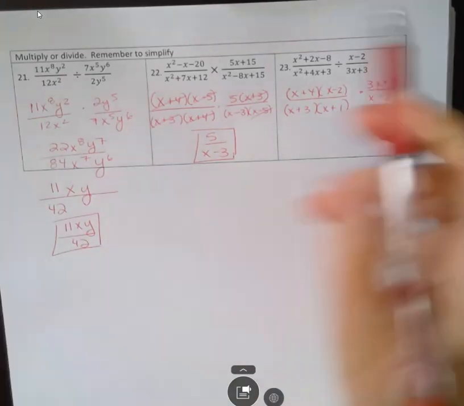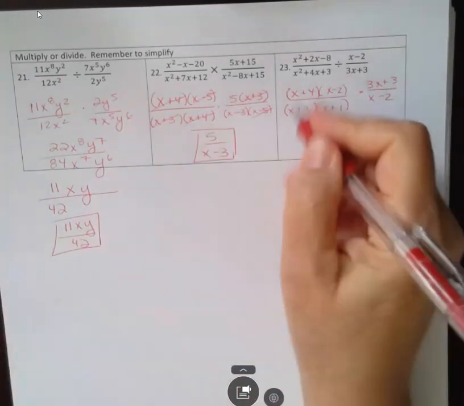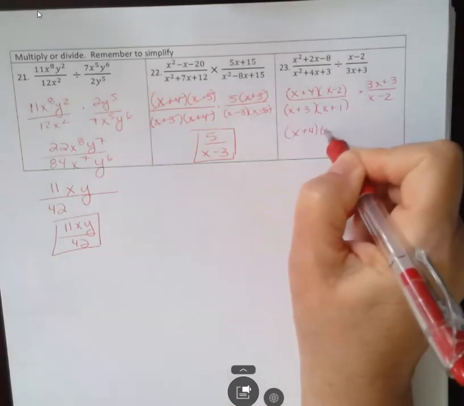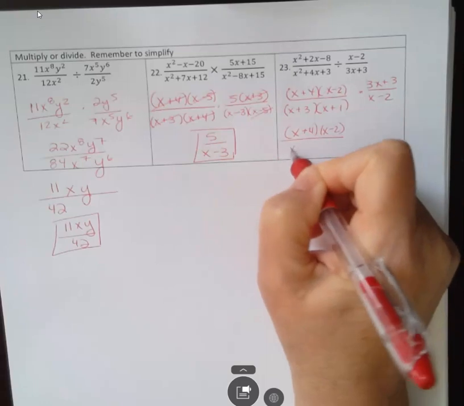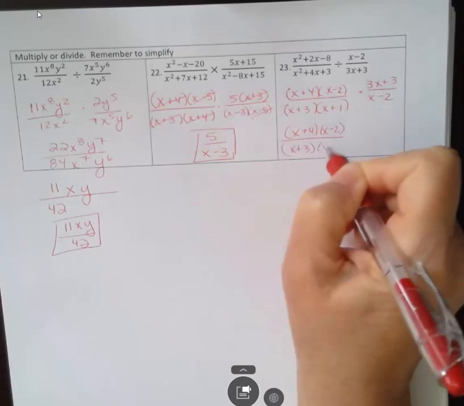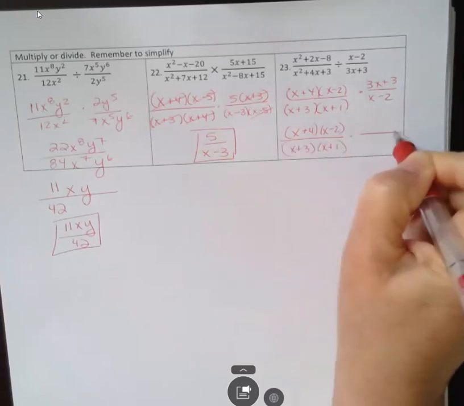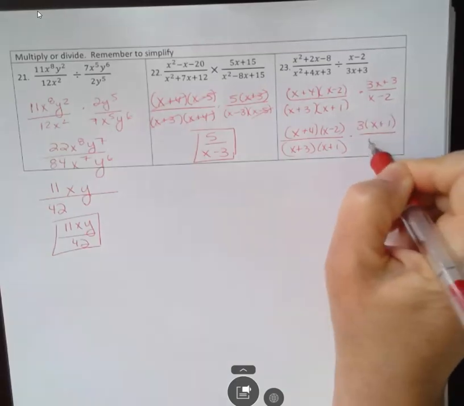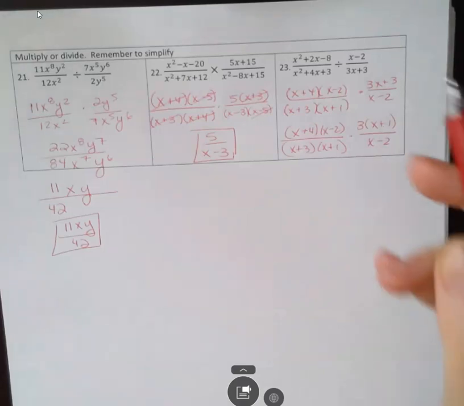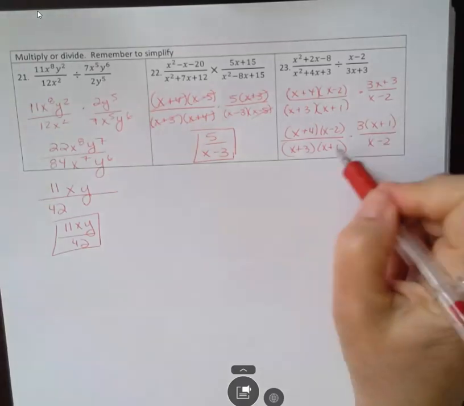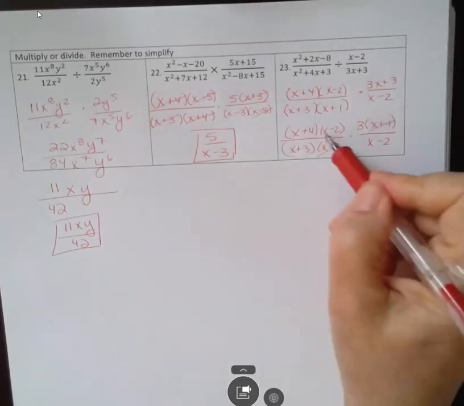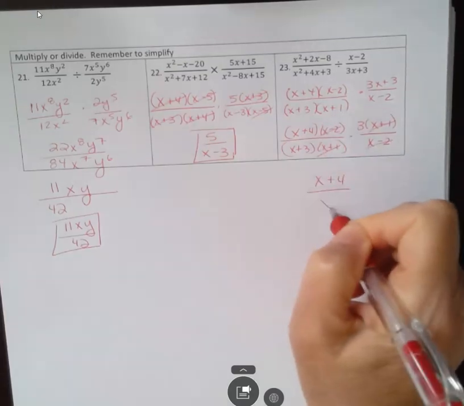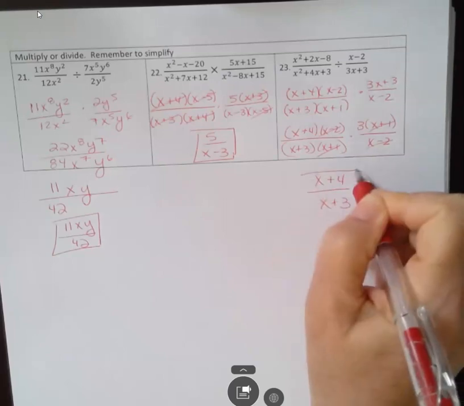And then I really need to factor this up here, which I didn't do. So let me just rewrite this. X plus 4 and x minus 2 and x plus 3 and x plus 1. And then over here, if I take out that common factor of 3, I get x plus 1 and x minus 2. Now I can go ahead and cancel what I have in common. I have x plus 1s. I have x minus 2s, and that leaves x plus 4 over x plus 3.